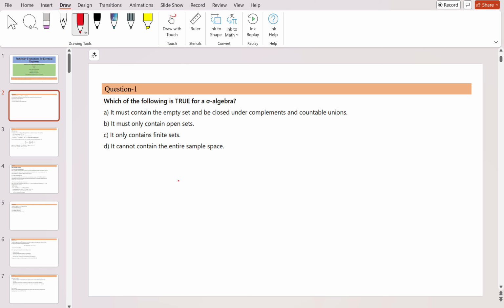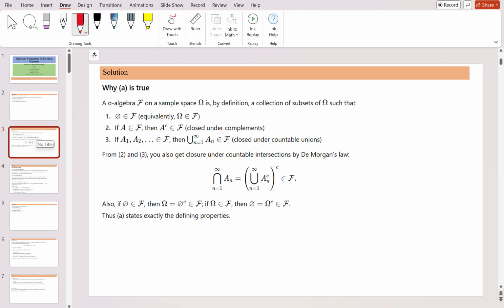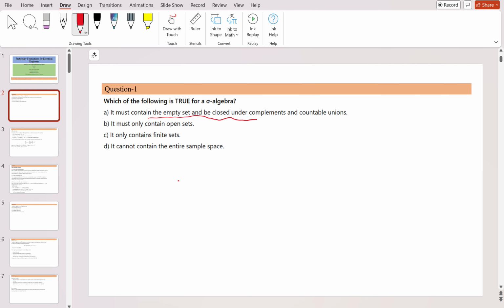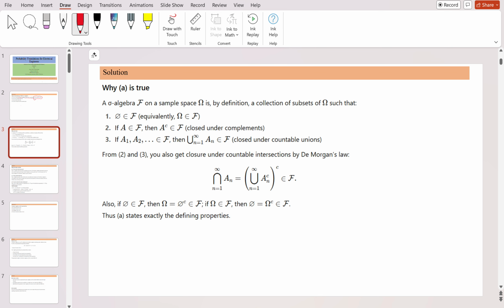If you see the solution, the option A is correct, which says that it must contain the empty set, and it is closed under complement and countable unions. Let's see why. In yesterday's lecture I gave the three criteria to judge whether a collection F of subsets of the sample space omega is a sigma algebra or not. First, phi belongs to F, equivalently omega belongs to F.